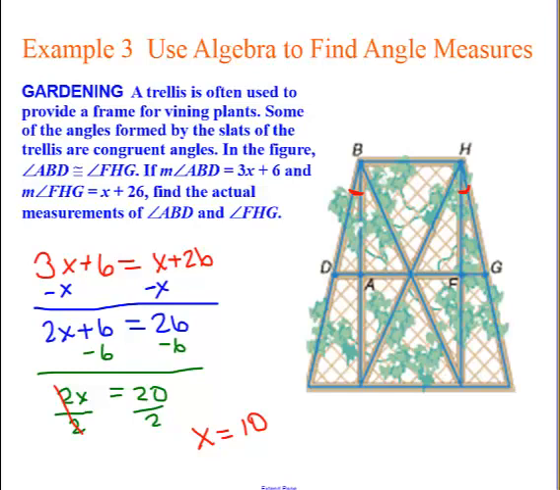Now, since they are congruent, I don't need to plug it into both. I just need to plug it into one and know that they are both the same measure. So I could plug this back into the x plus 26, and 10 plus 26 would give me 36 degrees. So both angle ABD and angle FHG are both 36 degrees.